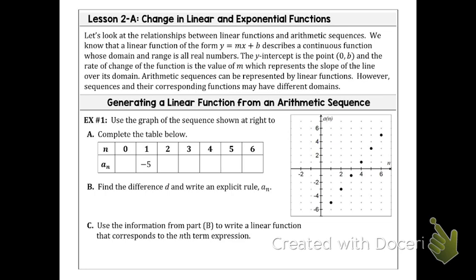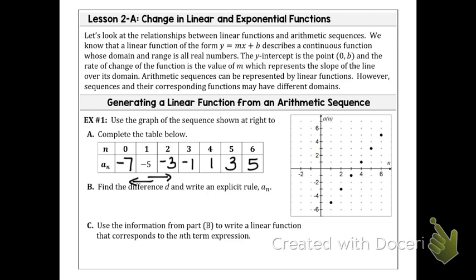So example 1 here, it says use the graph of the sequence shown at the right to, and A wants us to complete the table below. So let's do that. We can see that when x is 1, they already told us it's -5. When x is 2, we can see it's at -3. 3 is at -1. 4 is at +1. 5 is at 3. And 6 is up at +5. Seeing our pattern there, as we go this way, we're just adding 2. So if I'm going to go the opposite direction, I would subtract 2. So at 0, it's going to be -7.